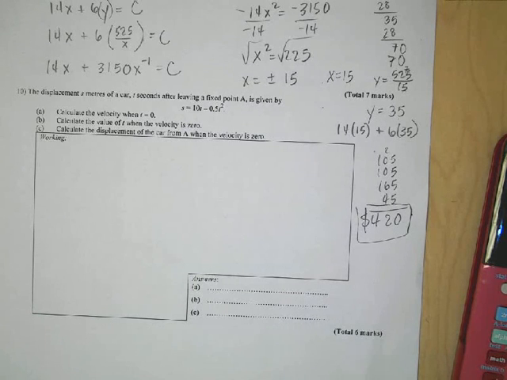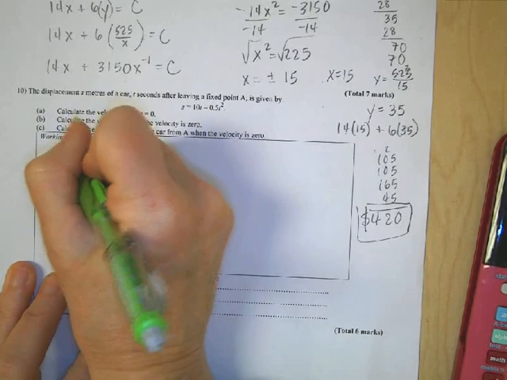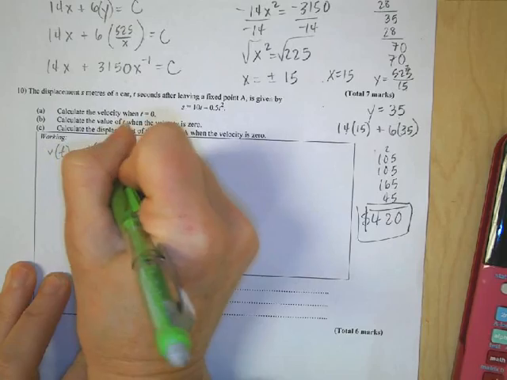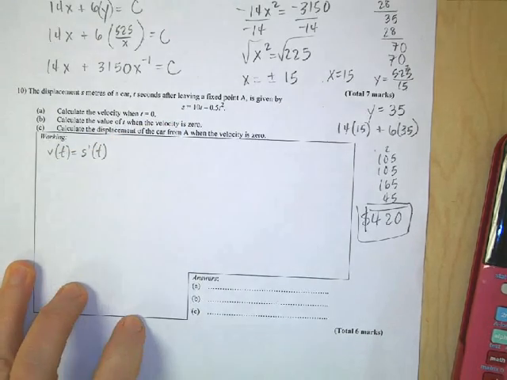Okay, problem number 10. The displacement s meters of a car t seconds after leaving a fixed point A is given by s equals 10t minus 0.5t squared. Calculate the velocity when t equals 0. Okay, well, in order to do the velocity, the velocity v of t is equal to the derivative of s. So we need to figure out the derivative of s.